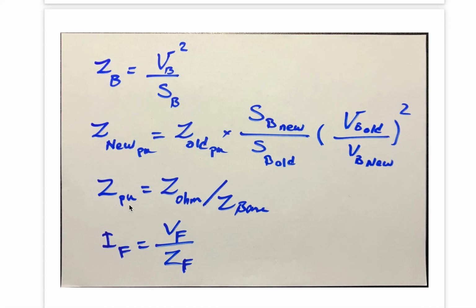Finally, per unit quantity equals the ohmic or actual quantity divided by the base quantity, and this is based on Ohm's law. IF equals VF over ZF.